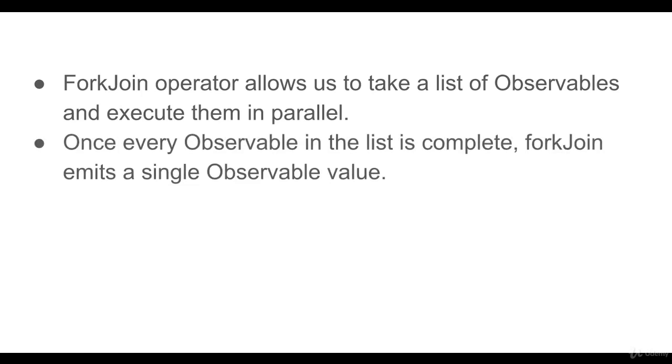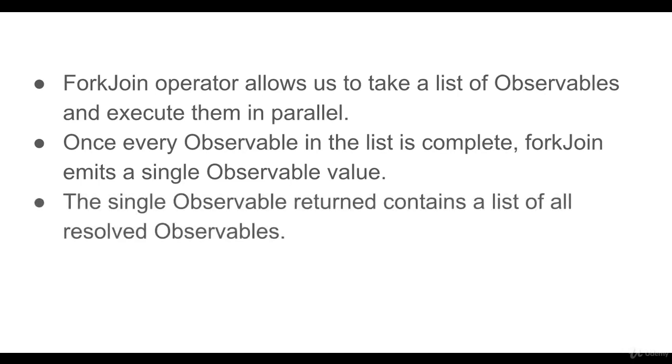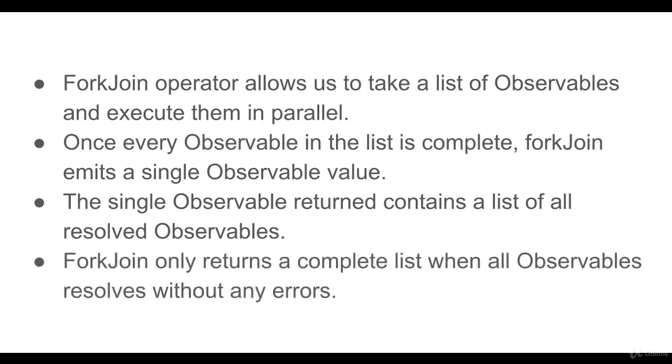Now, once every observable in the list is complete, forkJoin emits a single observable value. So for this forkJoin method to emit this observable value, all of the observables in the list have to resolve without any form of error. If one of the observables resolves with errors, then the forkJoin operator will return an error as well. Now, the single observable returned contains a list of all the resolved observables. And as I said, forkJoin only returns a complete list when all observables resolve without any errors.